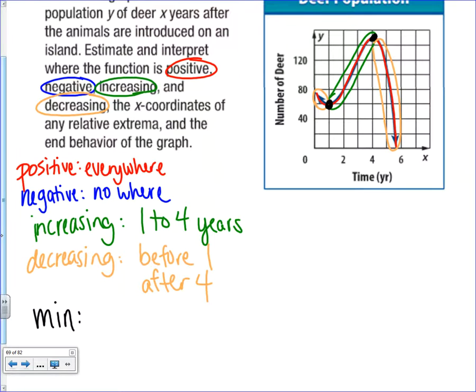For what x coordinate is there a minimum? Is there a valley? 1 year. Does everybody see how that little valley is on 1 year? Come on. Where is the maximum? At 4 years.